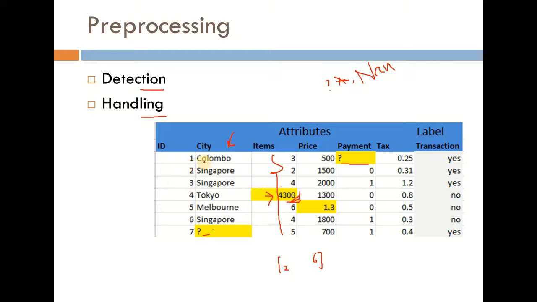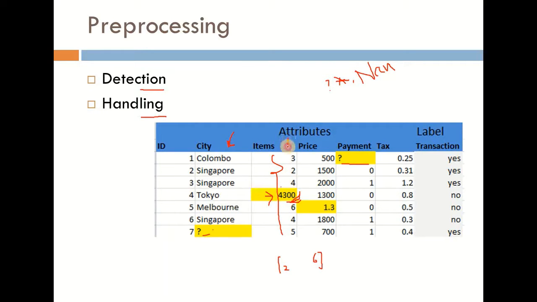Another consideration is that this categorical data does not have any order in it. For example, we cannot say that Colombo is less than Singapore or Tokyo is greater than Melbourne. So this is a categorical data and that is unordered.